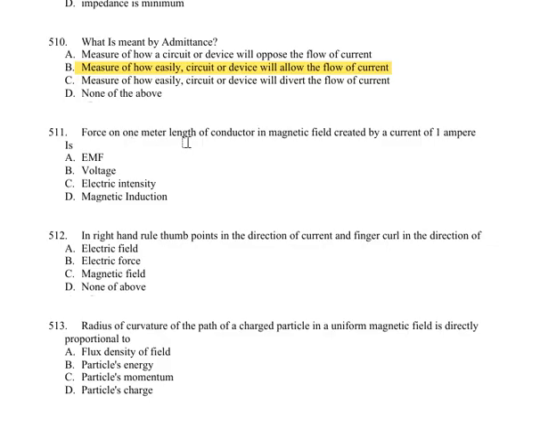Force on 1 meter length of conductor in a magnetic field created by a current of 1 ampere is magnetic induction. In the right hand rule, the thumb points in the direction of current and the fingers curl in the direction of magnetic field.